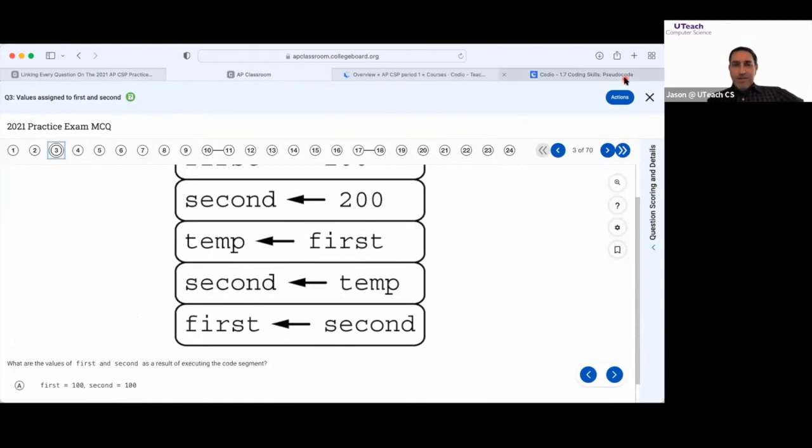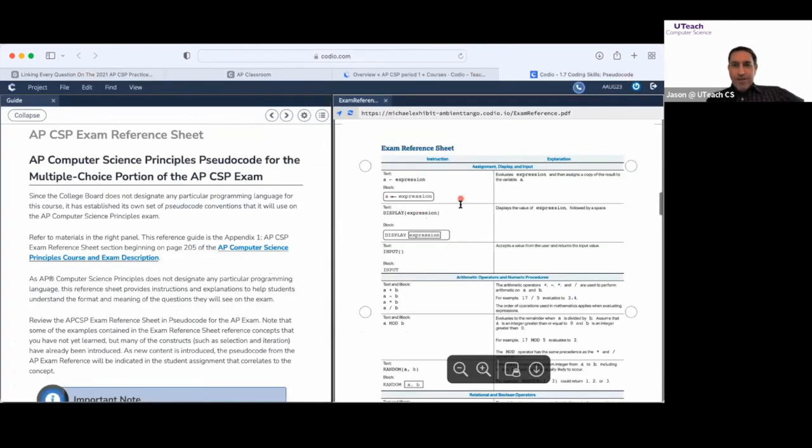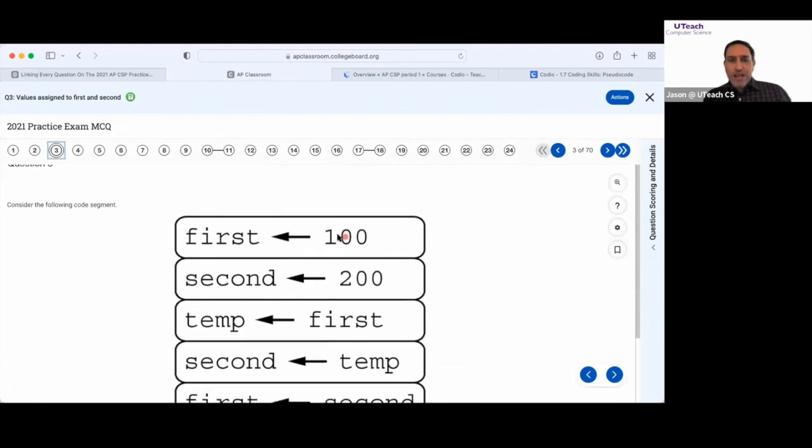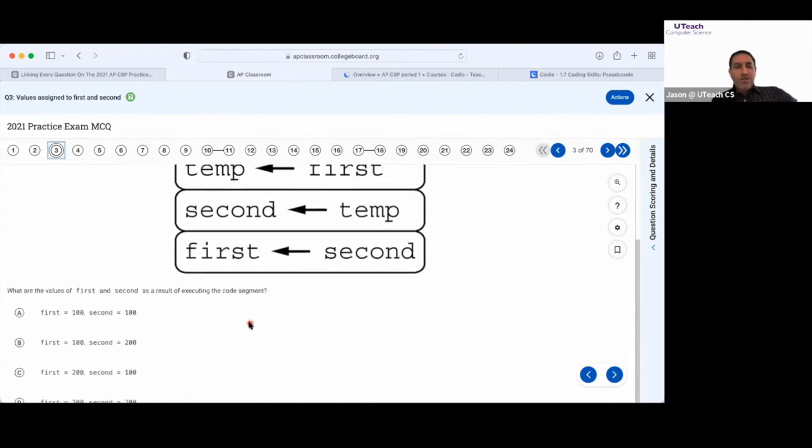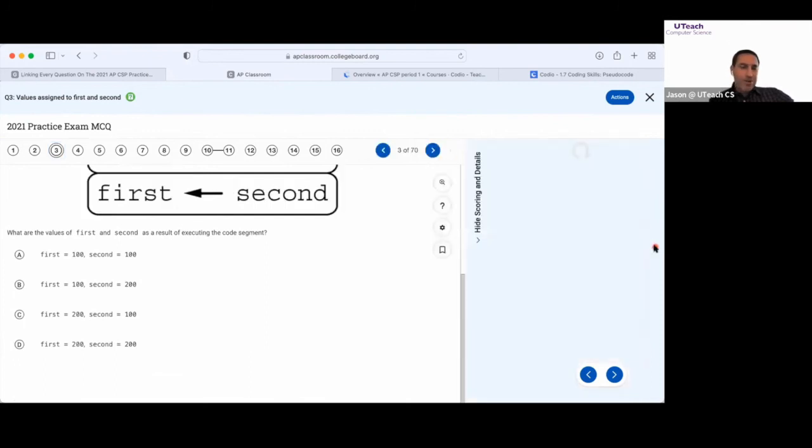Your students are going to have to be able to go over here and look at what this means. It says A with the arrow and expression evaluates an expression and then assigns a copy of the result to whatever this variable A is. So that's how that would work. Now your students would then have to say, okay, so that means we're taking 100 and mapping it to first, and we're taking 200 and mapping it to second. So this 100, which is first, is now going to be mapped to temp. And then temp is going to be mapped to second, and so forth. And then it's going to tell them what the correct answer is.